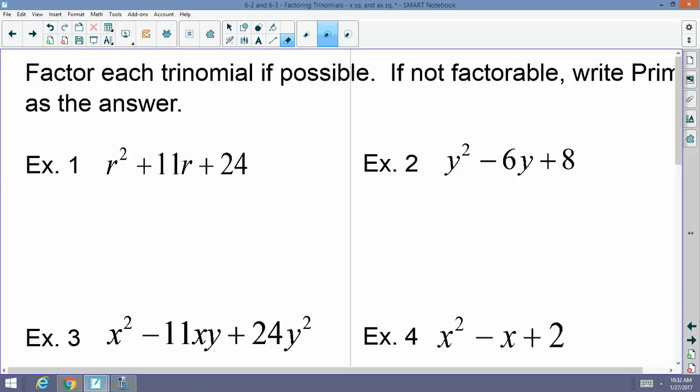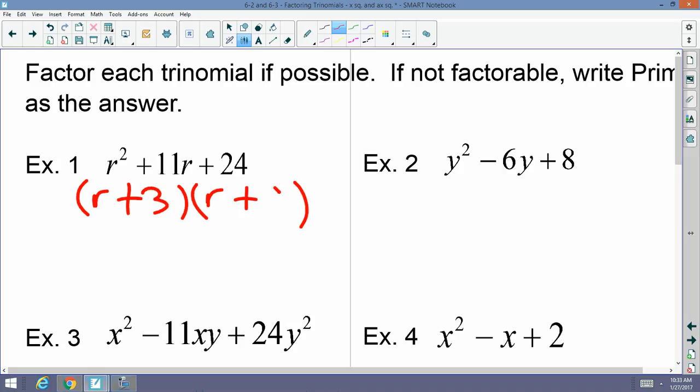Okay, r squared plus 11r plus 24. I do not ever start this without doing my setup. I've been doing this for 20 some odd years. I do it every time the same way. Please do what I say. What times what is 24 but when added together is 11? 8 and 3, you're done. Sir, the order does not matter.